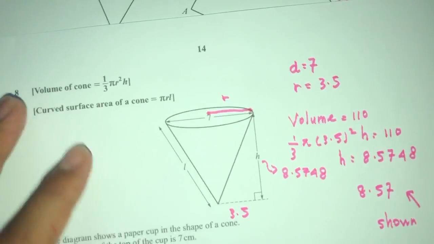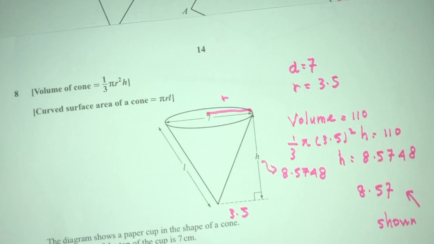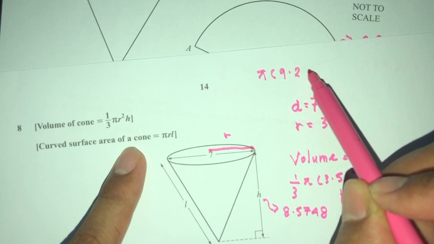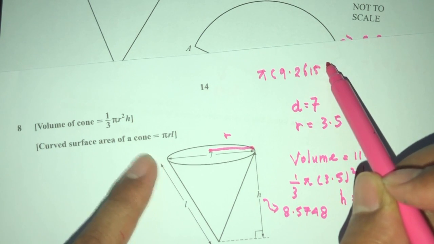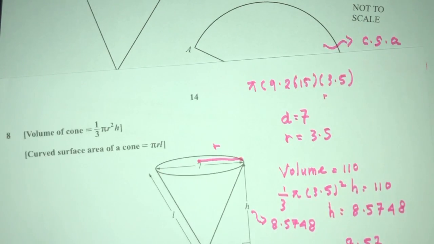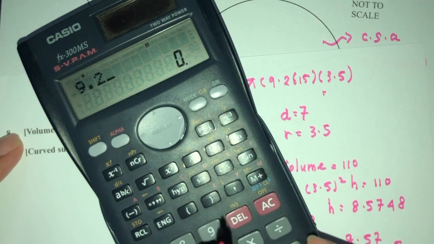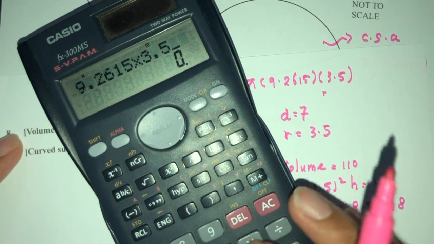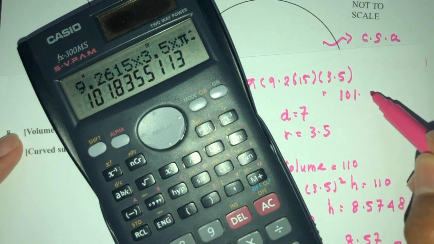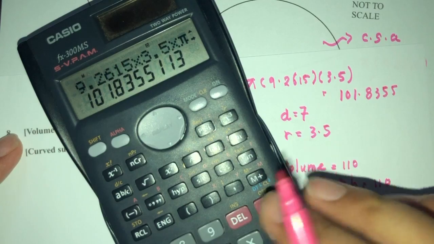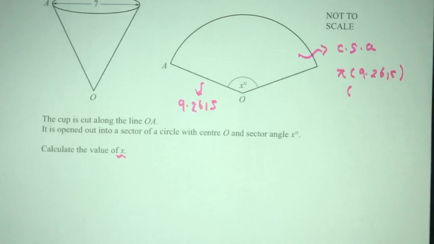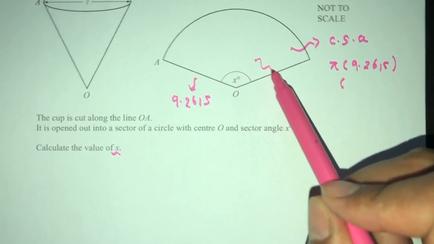So we have to first find the curved surface area right here, right? Instead of this one, this is the cone, pi r L, so pi times 9.2615 is L. The radius is actually 3.5. My apologies. Okay, cool. So 9.2615 times 3.5 times pi. That should be 101.8355. This will be the curved surface area of the cone. But now we understand the curved surface area of the cone is also the same as this area.